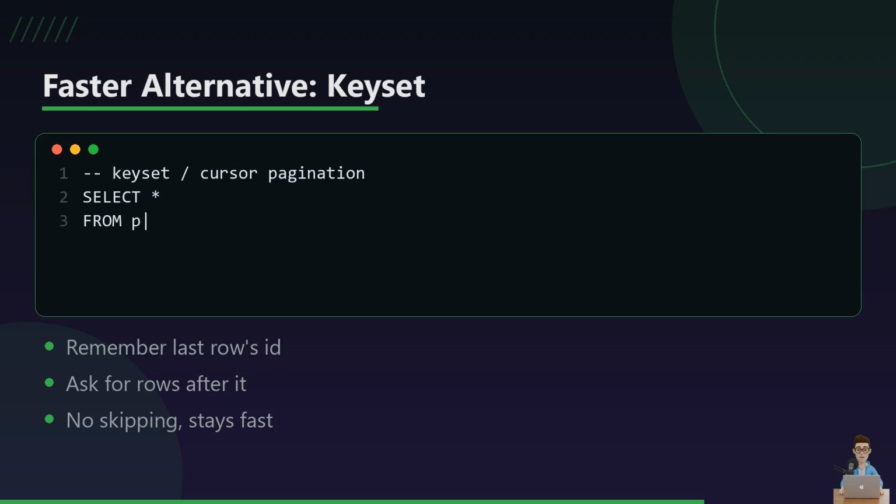Here's the alternative called keyset or cursor pagination. Instead of skipping rows, you remember the id of the last row you saw and ask for rows after it. The database jumps straight there using the index, no wasted scanning. Plus, it stays fast on any page. The minus is you can't jump to an arbitrary page number, only next and previous.